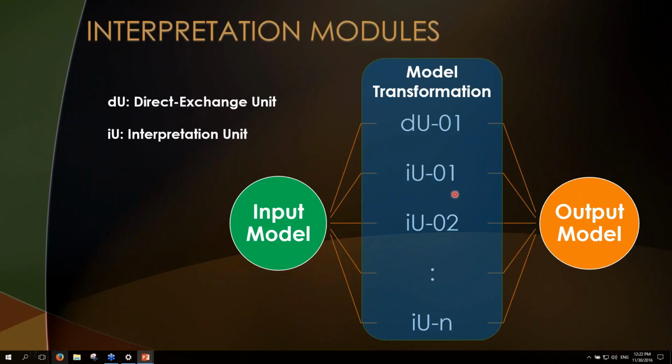But as I said before, there is some information that is going to be exactly the same in the BIM model and the analytical model. So we can consider a direct exchange unit to transfer that information without any changes, from the input model to the output model. And then interpret other information we need and assemble it in the output model. So we take a modular approach.